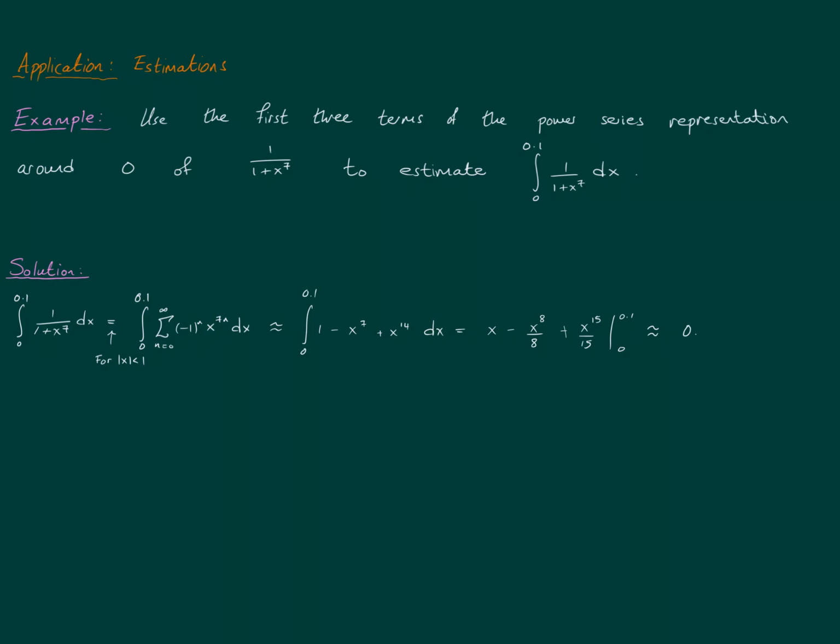And if we plug in the limits, it's roughly 0.1. Okay, so this integral would have been very difficult to do by itself by just finding an antiderivative and evaluating, but now we have approximated it well enough by just using the first 3 terms in the power series representation around 0. So that's a lot simpler. It's one method for applying power series representations in a useful way.